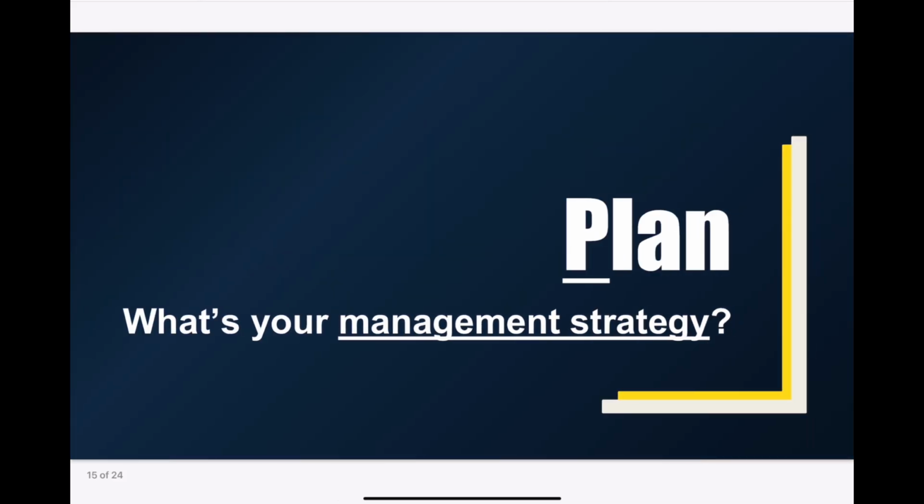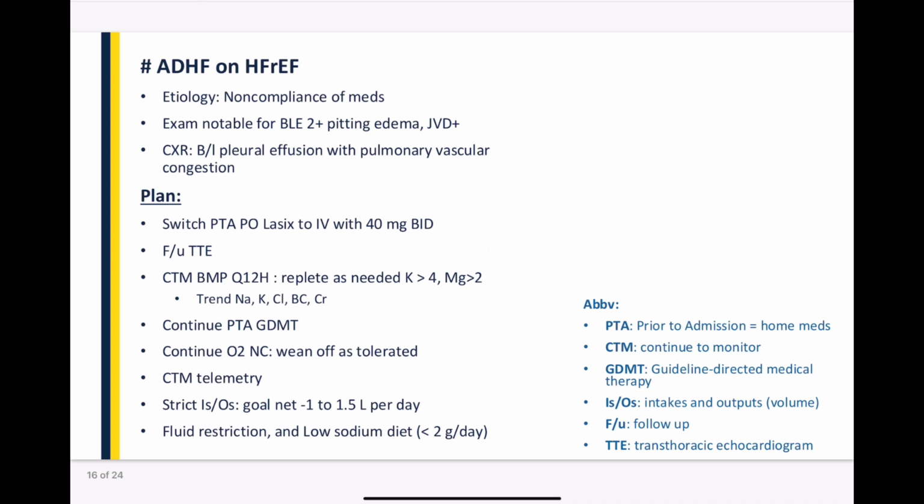P, plan. Here, you share your strategy for further management, including monitoring, diagnostic evaluation, or therapeutic plans. So for these assessments, my plans are as follows. First of all, for acute decompensated heart failure, etiology is likely secondary to noncompliance with home medications. So we're switching his home Lasix PO to IV 40 mg BID for better diuresis. An echocardiogram is ordered to evaluate current ejection fraction and volume status.